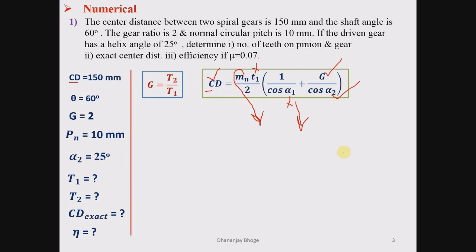किती आला alpha 2? 60 minus 25. हां, alpha 1 is 35. Very good. Alpha 1 मिळाला. आता काय फाइंड आउट करायचं? mn. mn कुठनं काढणार?